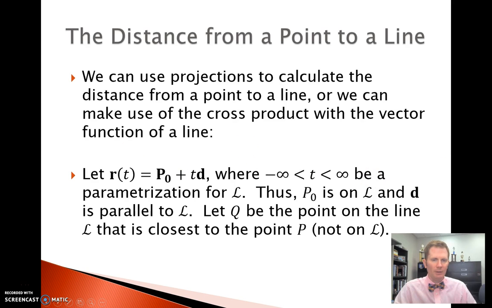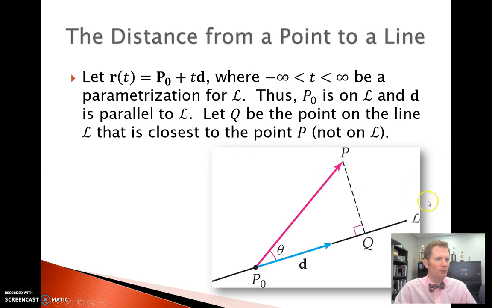And perhaps if we see a picture of that, that'll be more explanatory. So here is the point P0 on the line. Here's the direction vector for this line L. And here's the point P that is off the line. And so it's point P that we're trying to find the distance from. So from P to Q, that perpendicular distance, we defined Q to be that point on the line that was actually closest to P. So we're going to try to find this distance.